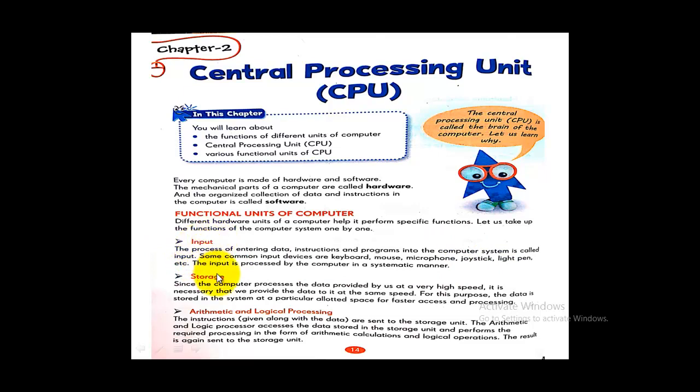Now the next functioning unit of a computer is storage. Now since the computer processes the data provided by us at a very high speed, it is necessary that we provide the data to it at the same time, at the same speed. For this purpose, the data is stored in the system at a particular allotted space for faster access and processing.